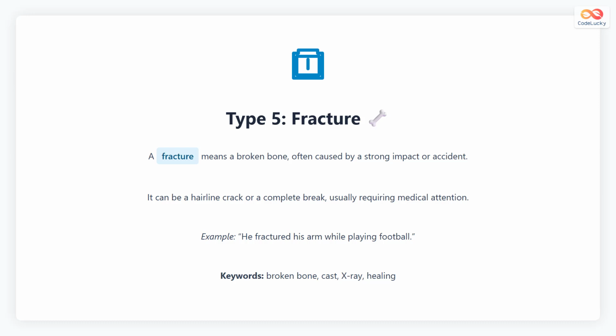A fracture means a broken bone. It can be a very small crack, known as a hairline fracture, or a complete break. Fractures happen after a strong hit, fall, or accident. They cause pain, swelling, and make it hard to move that part of the body. Doctors confirm a fracture with an X-ray and put a plaster cast to help the bone heal. For example, he fractured his arm while playing football.